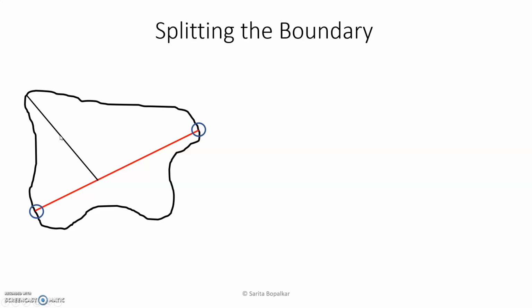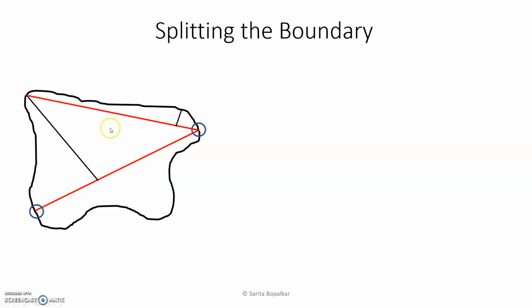We'll have to decide some threshold, and if this maximum perpendicular distance is greater than the threshold, we have to consider this again as a point and connect this point to another point to divide this segment into 2 parts. So this segment is divided into 2 parts, this part and this part.